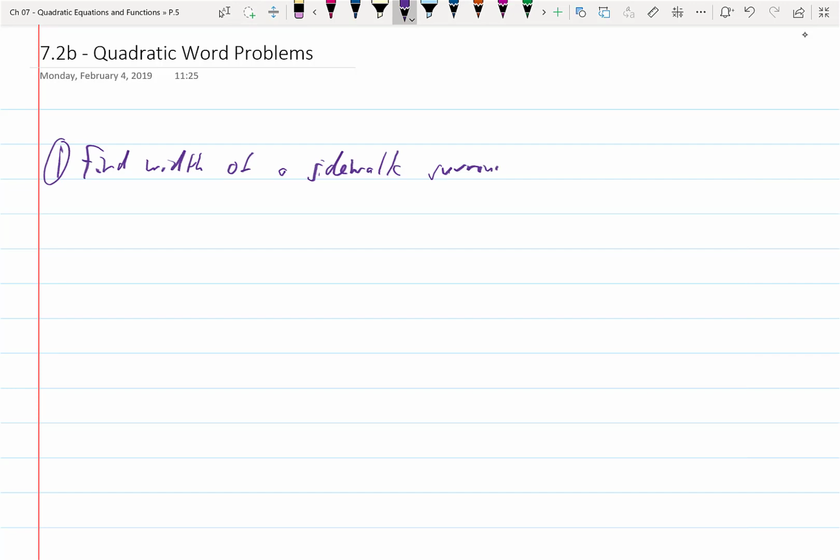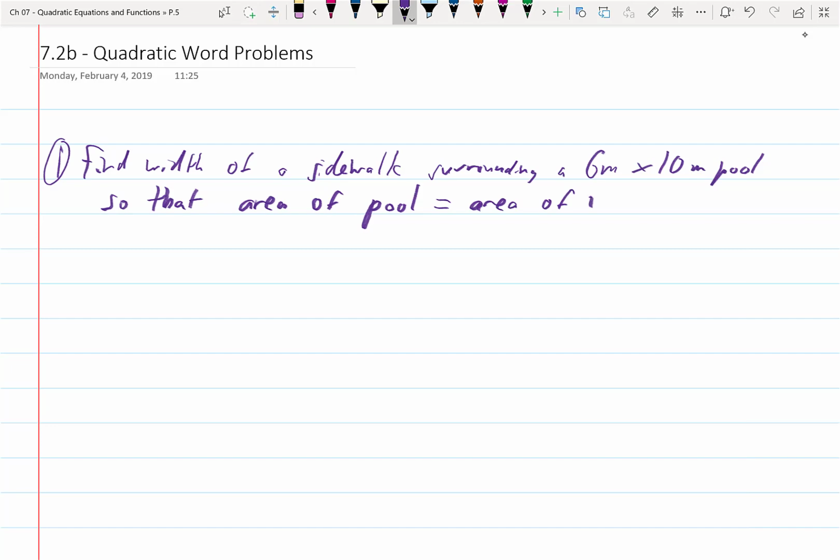So number one, I'm going to ask you to find the width of a sidewalk surrounding a 6 meter by 10 meter pool, so that the area of the pool equals the area of the walk.